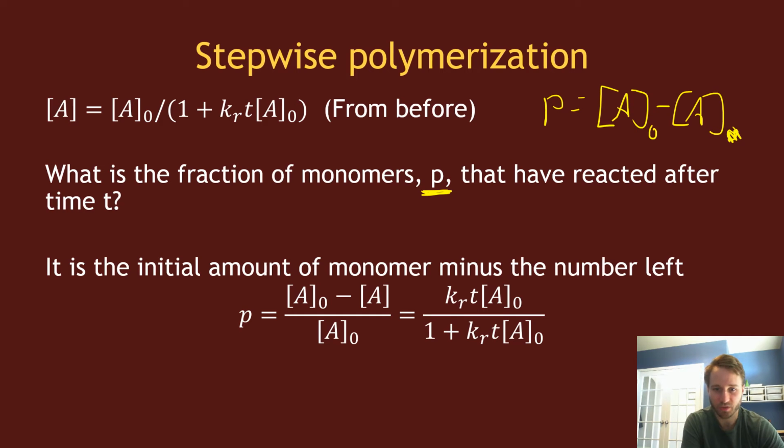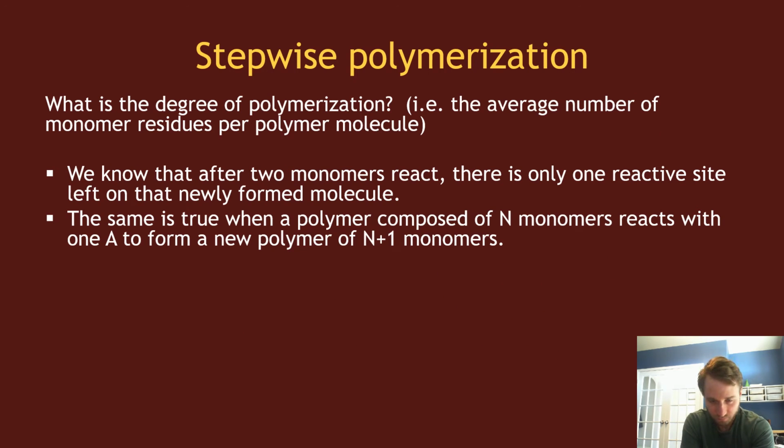So you plug in what the concentration of A is as a function of time, and you get this expression here. And that expression on the previous slide gives us what fraction of monomers are left as a function of time. Now, if we want to ask the question about the degree of polymerization, what's the average size of the polymers? How many monomers make up the average polymer as a function of time?